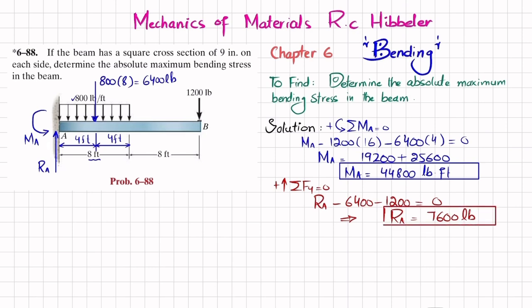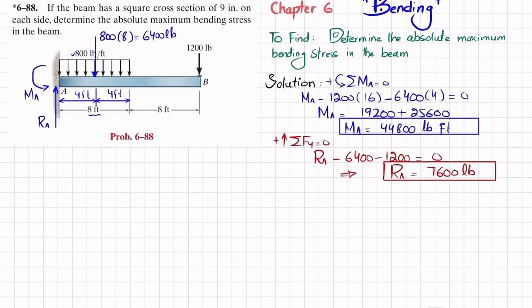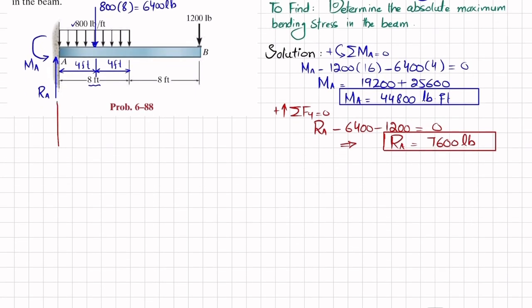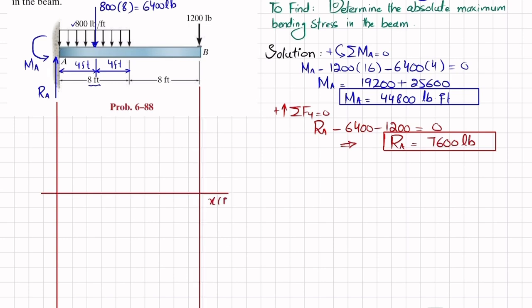Now you have RA and MA. So what we are going to do is draw the shear force and bending moment diagrams, and from there we will take the maximum bending moment. So we will take a vertical line from the end of this beam, and similarly a vertical line from the other end of the beam, and then a horizontal line to show the length in feet. So x will be in feet. On the y-axis you will take the shear force, which will be in pounds.